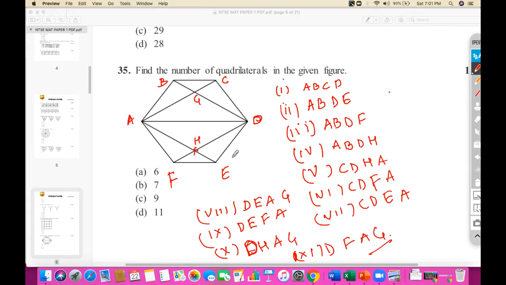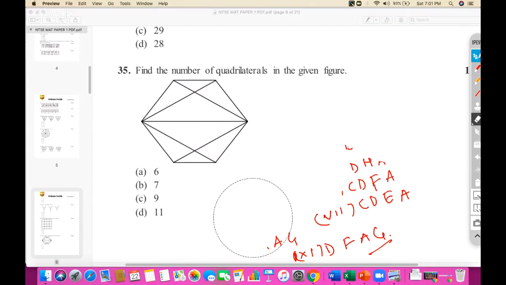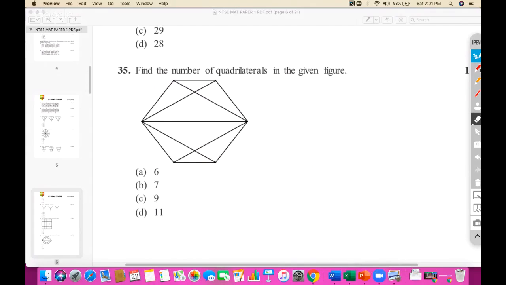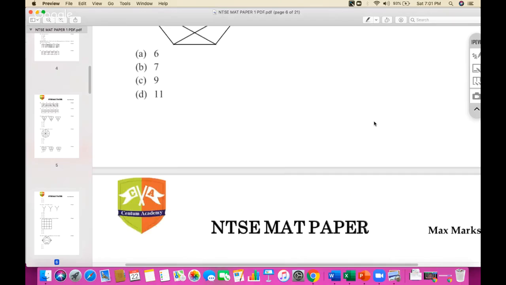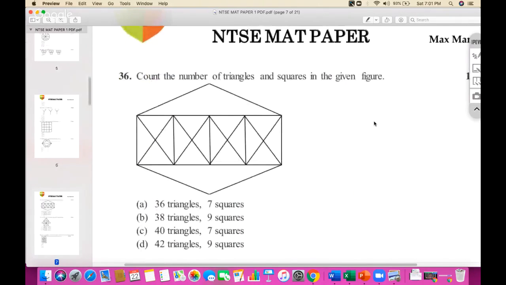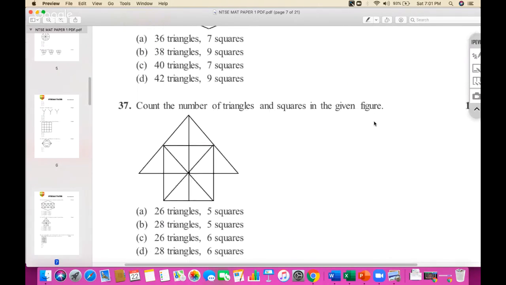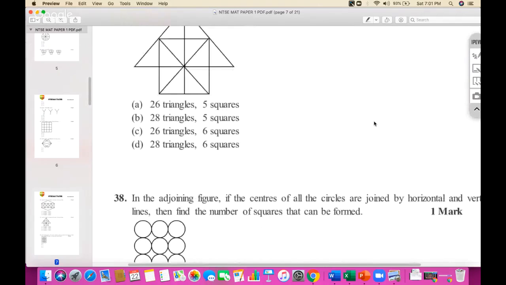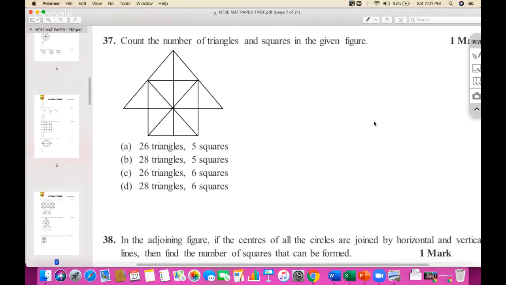From E, and F cannot be taken because these points have already been included. So there would be 11. And anyway, I have got 11, so I don't need to check because the option is 11. So option here would be 11. Let me go to question number 36. And I think we have solved this question previously. So let me go to question 37 and then solve.